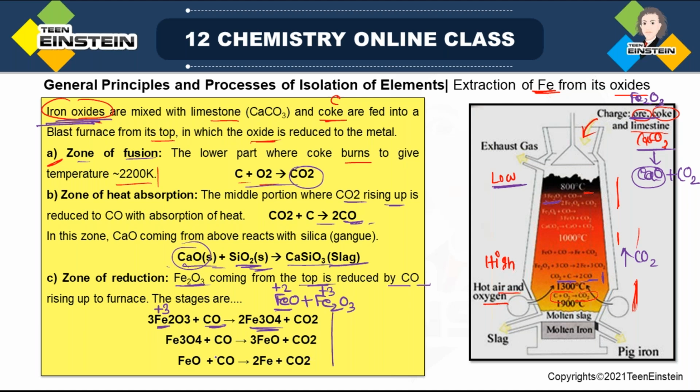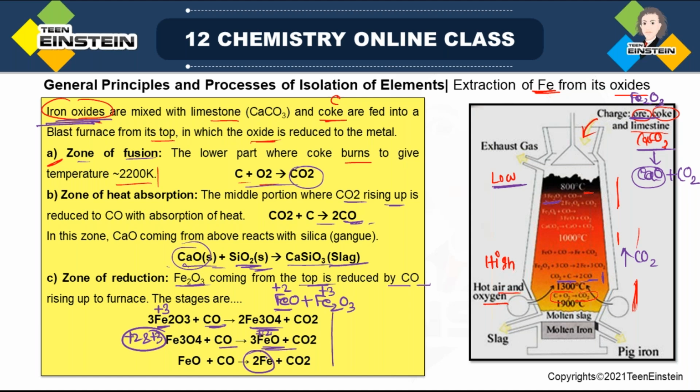Then this mixed oxide Fe3O4 further reacts with CO, and now it is completely reduced to the +2 state from the mixture of oxidation states, both +2 and +3. Now it is completely converted to +2. But this is also not the final step, because in the final step we must obtain the metallic iron.